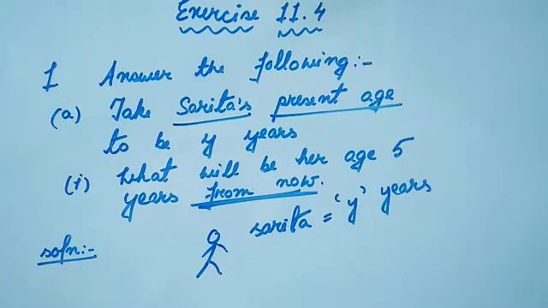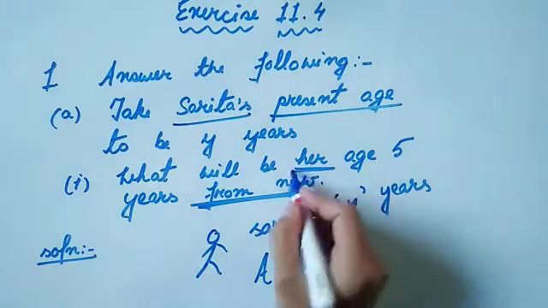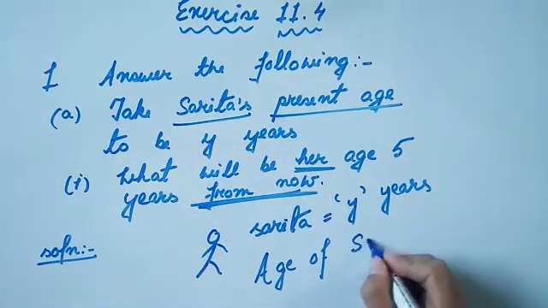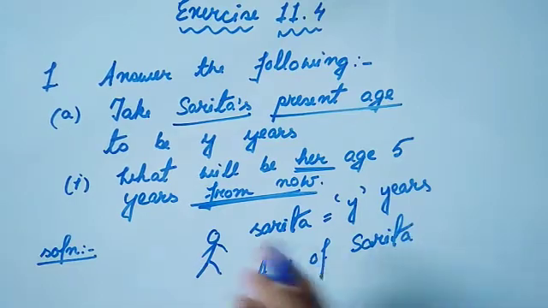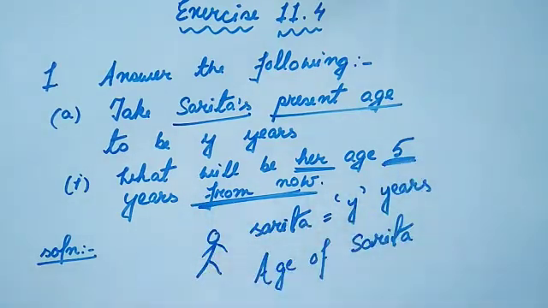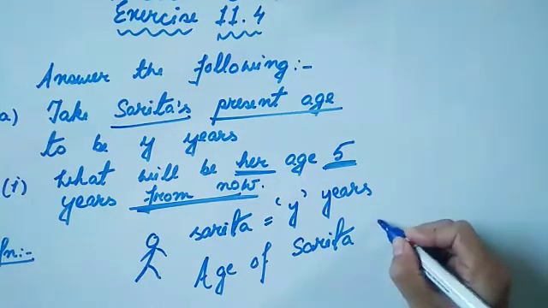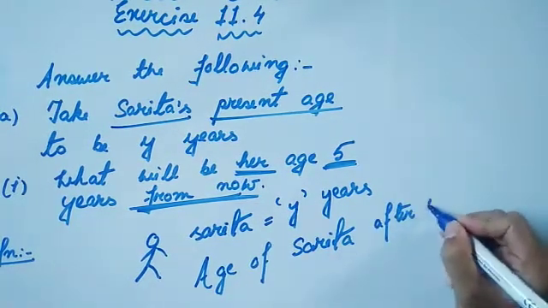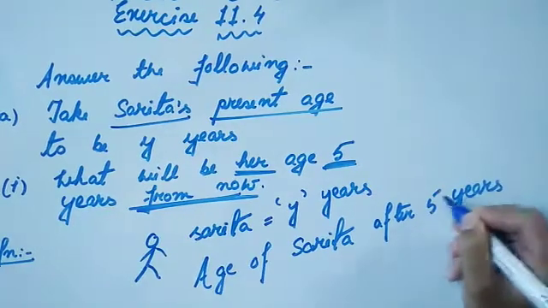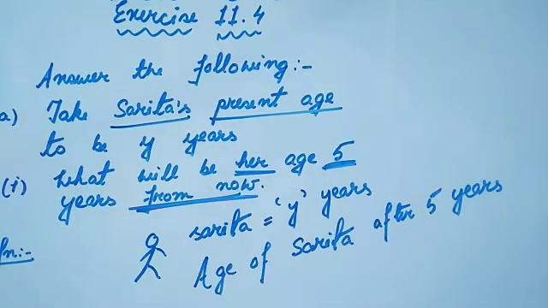So the question is asking to find the age of her. Her means who? Sarita. 5 years from now means we are going to find the age of Sarita after 5 years. And her present age is Y years. Understood, student?